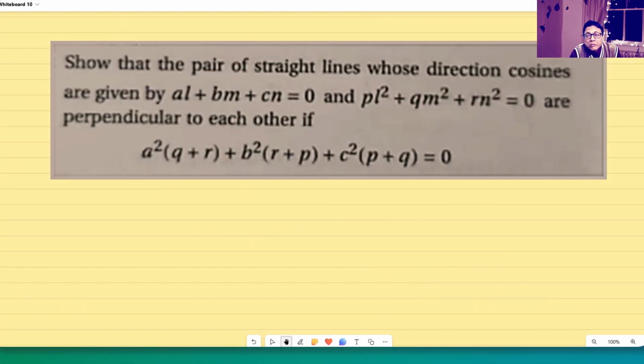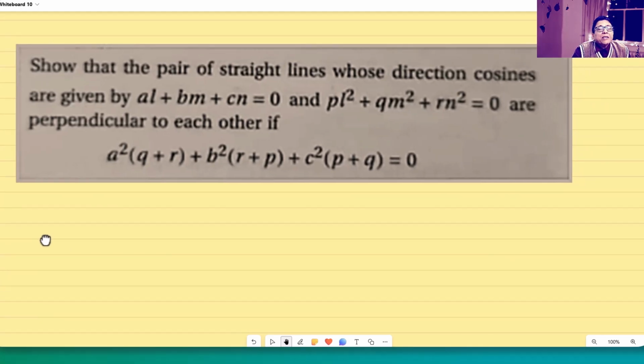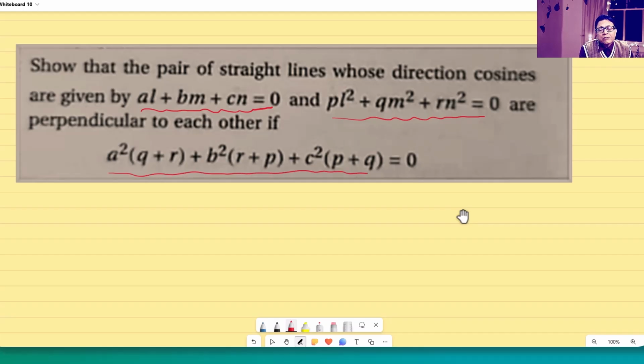This is a type of sum which is not very common. Pair of straight lines whose direction cosines are given by AL, BM, CN 0, PL square, QM square, RN square 0 are perpendicular to each other if this thing equals 0. Okay? How to start?